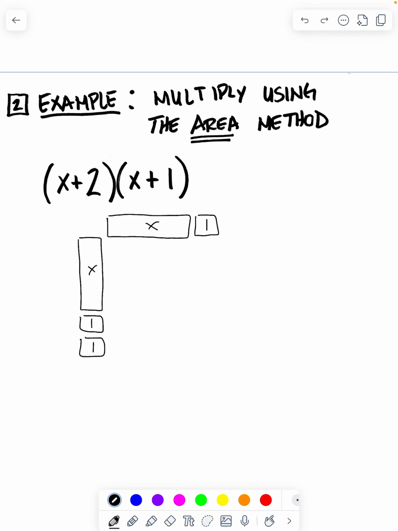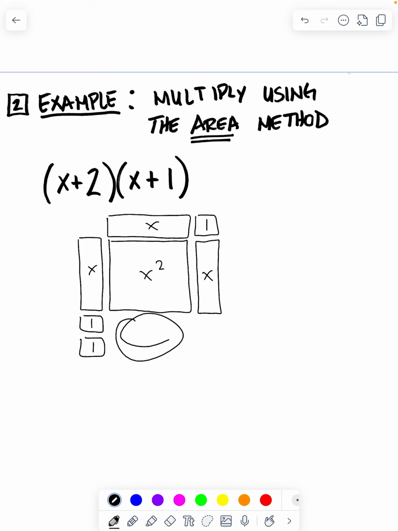So this x and x creates an x by x big square. So this one will give us an x squared. Makes sense because x times x gives us x squared. Now over here we have an x on this side, and then we have a 1 up here. So we have an x times 1. So we get the long length from the x and the short length from the 1, so we get an x, thin rectangle.